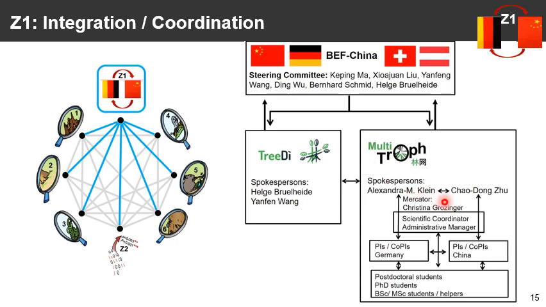Our Mercator Fellow, Christina Grotzinger, will support the spokespersons, and we will closely work with the scientific coordinator and the administrative manager. They will especially be communicating with the PIs in Germany, but also the PIs and co-PIs in China, and they, of course, communicate with the postdoctoral researchers, PhD students, and all BSc and MSc students and helpers.